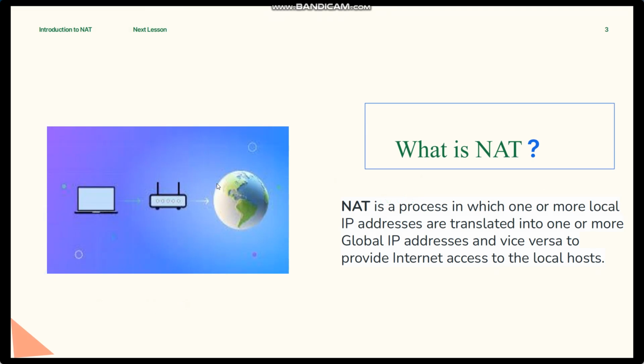NAT is network address translation. It is a technique commonly used by internet service providers and organizations to enable multiple devices to share a single public IP address. By using NAT, a device on a private network can communicate with devices on a public network without the need for each device to have its own unique IP address.